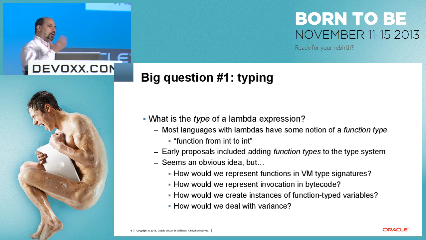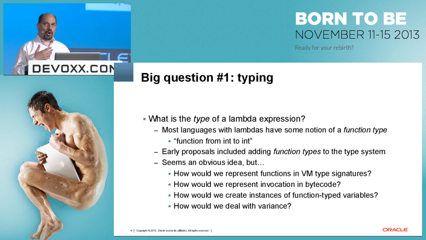In fact, most of the early proposals for adding Lambdas to Java said the way to get there is we're going to add function types. And this is an obvious idea. This is how other languages do it. A Lambda expression is a function, so its type should be a function type. But then when you start digging into what that really means in the world of the JVM, what the bytecode looks like, you start getting to some very nasty questions.